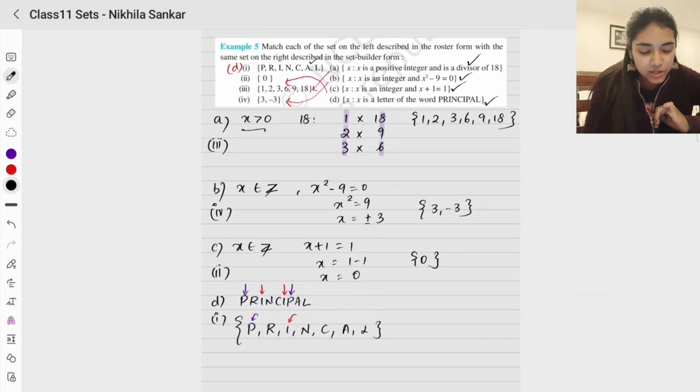Okay. Please copy. It is very, very easy. If we solve correctly, we can mark everything correctly.